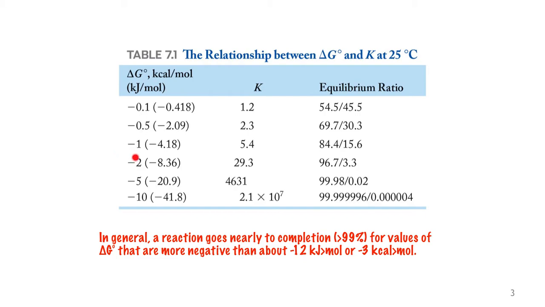For example, if you draw your attention to the middle of the chart here, you can see that just 1 kilocalorie difference per mole between the reactants and products gives rise to an equilibrium constant of about 5.5, meaning the reaction goes to about 85% completion. And if we extend that down, you can see that when you get to about 3 kilocalories per mole, you have a reaction that's essentially complete, over 99% of product being formed at equilibrium.